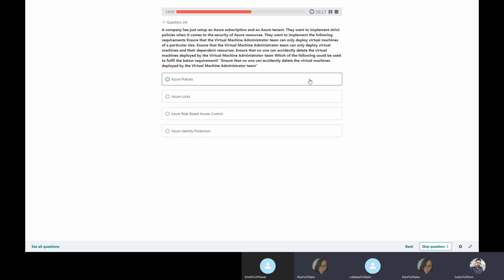It's the same question he asked earlier. Azure role-based? No, how can it be role-based? It's saying you would like to have protection from deletion. Okay, okay, yeah, delete protection. Azure lock, yeah.